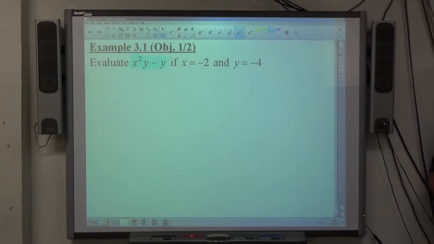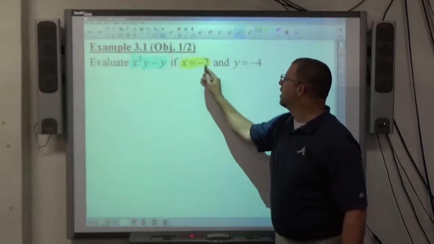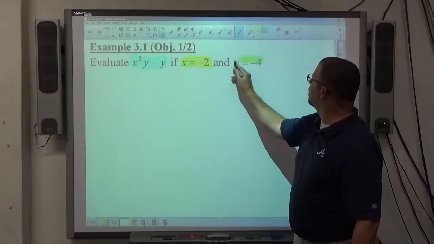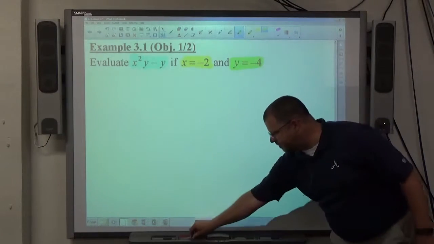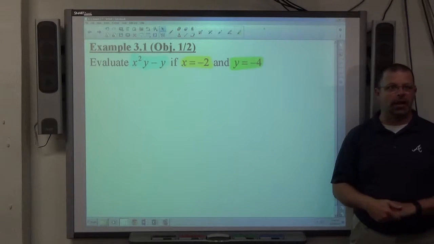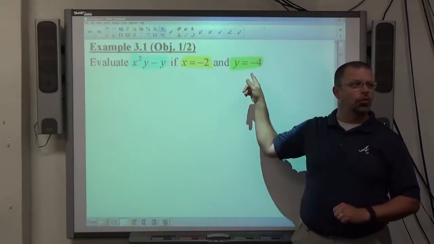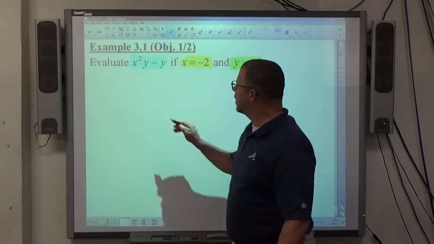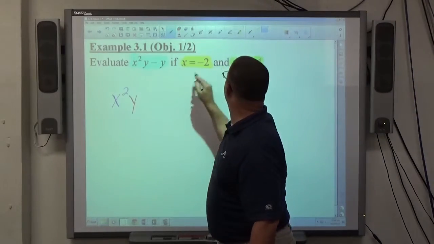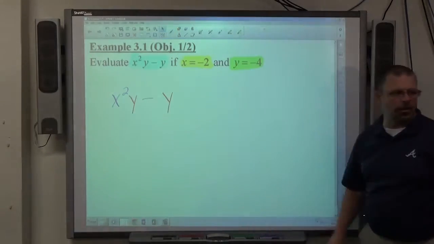So this is x squared y minus y. And they tell us very clearly here that x is -2, and y equals -4. All right, so that's all the information we need. You cannot evaluate letters. So if you're told to evaluate letters, that means the letters have to be told to you. All right, so if we take a look at the expression, which is x squared y minus y, there's the expression that we're trying to evaluate.